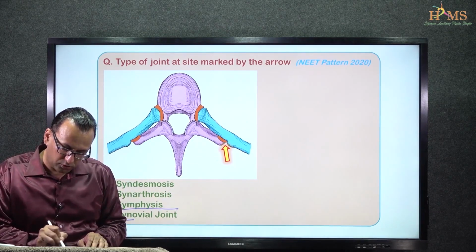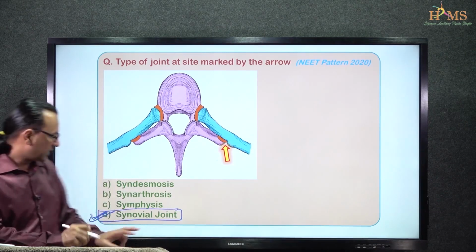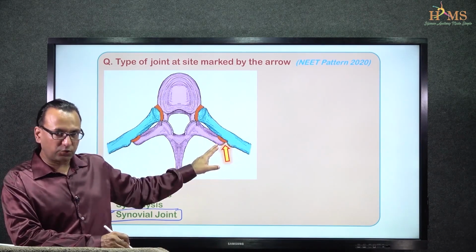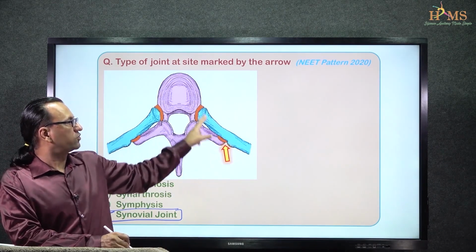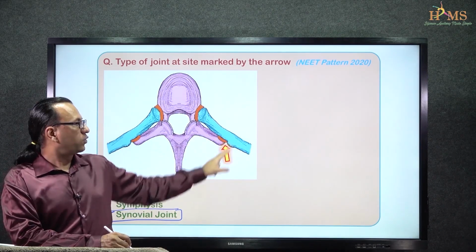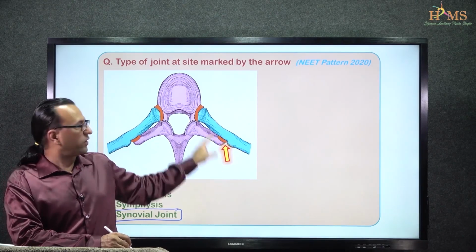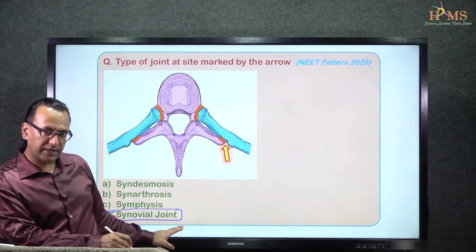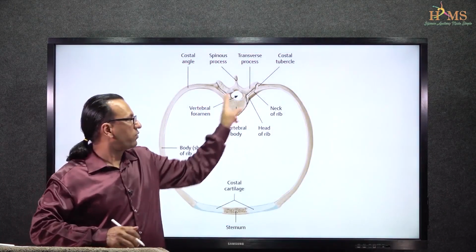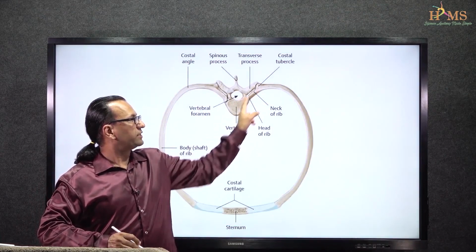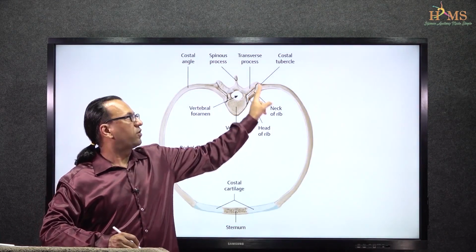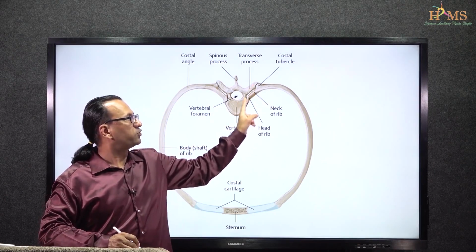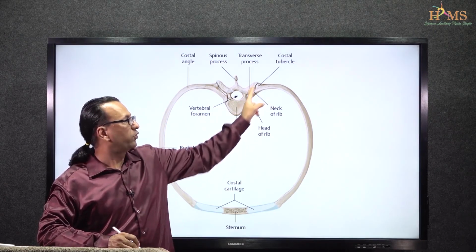And that too, you should remember, plain synovial joint. Now, this is called the costo-transverse joint, and this is called the costo-vertebral joint. Let us look at some more details of the joints of the ribs now, but keep your answer as synovial joint here. So we were talking about the vertebra and these joints made by the rib. May it be the costo-transverse joint, a plain synovial joint, or the costo-vertebral joint, a plain synovial joint, both of them.